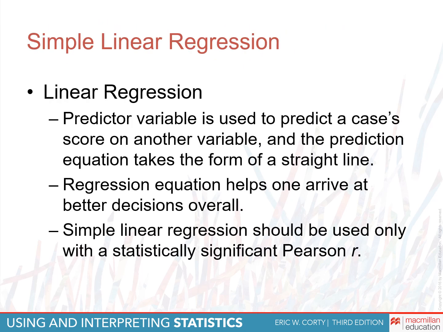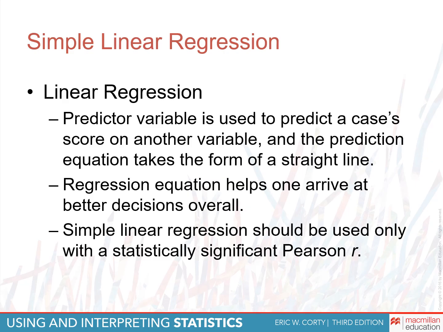With linear regression, we have some kind of predictor variable, and we use that variable to predict a case's score on another variable. So we come up with a prediction equation to do that, and it helps us take our data and form a straight line. This regression equation we can use over and over again to make decisions about lots of different topics, depending on the nature of our variables.